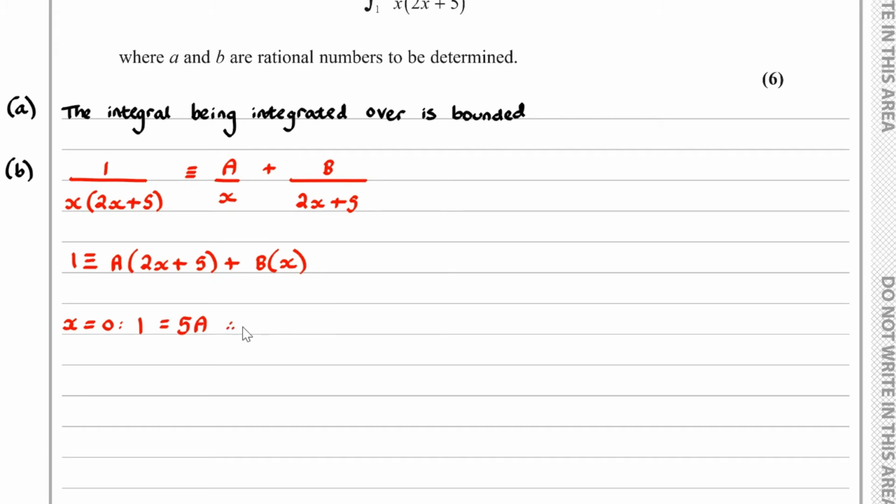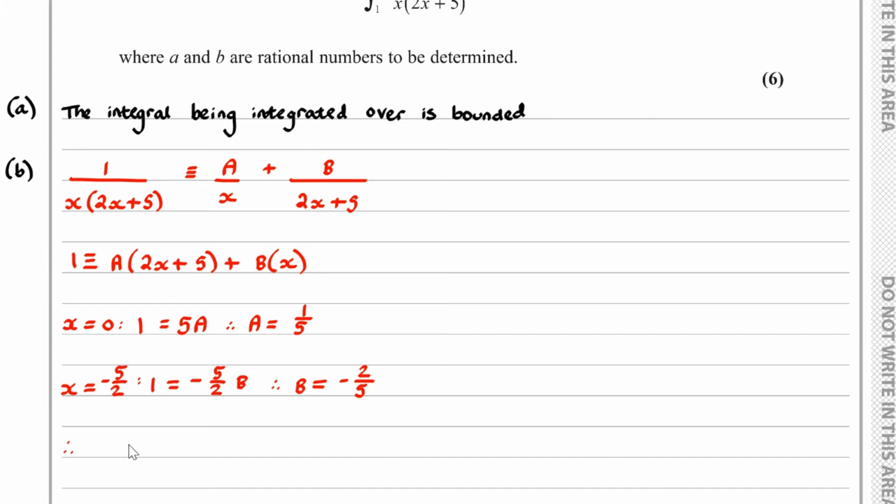So therefore, you can see here, a is equal to 1/5. Similarly, when x is equal to minus 5 over 2, we have 1, which is equal to minus 5 over 2b, because the a bracket disappears, and therefore b is equal to minus 2/5. And knowing the values of a and b, we can rewrite this right hand side.